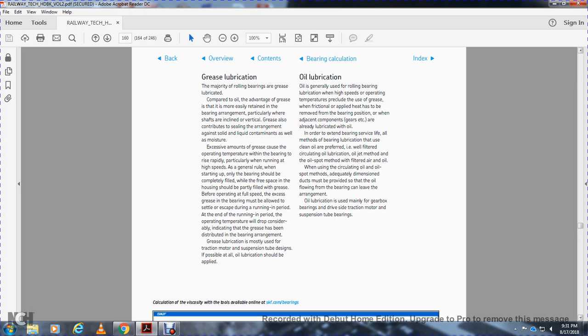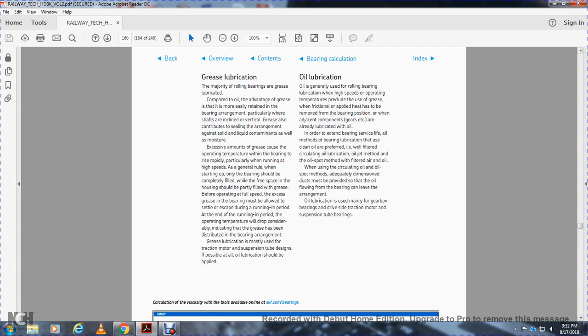extend the bearing life. For all bearing lubrication, the use of clean oil is preferred, with well-filtered circulating oil lubrication, the oil jet method, and the oil spot method with filtered air and then the oil. When using the circulating oil method, an adequate duct dimension must be provided for the oil, leaving the bearings with the arrangement.